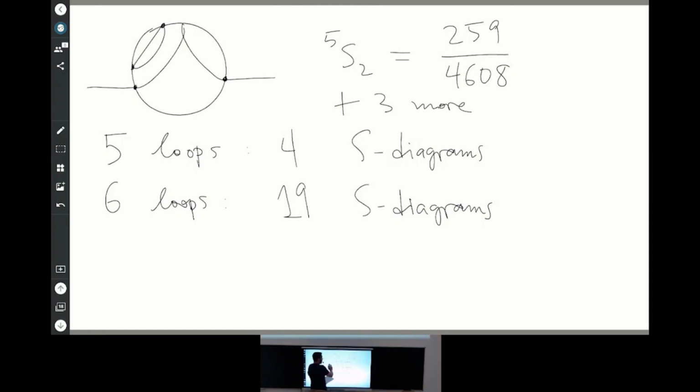And at 5 loops, there is no modification, but at 6 loops, you get these 3 equations. One of them fixes the 5-loop contribution, then there's 3 more. One of them involves only 5-loop things, and the other 2 involve 6-loop and 5-loop contributions. Not all of them, but this is the structure of the result.